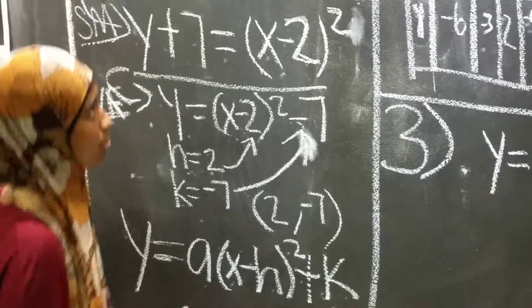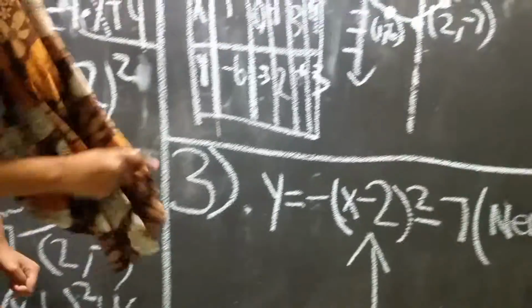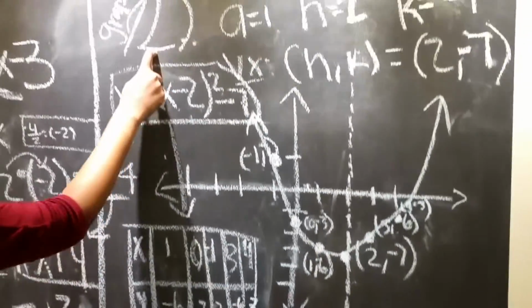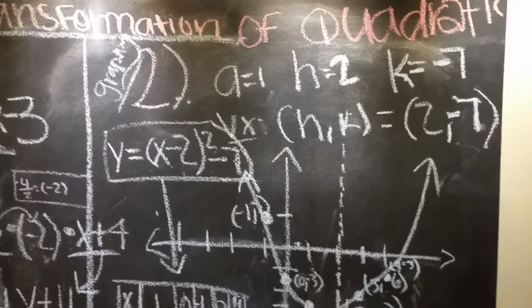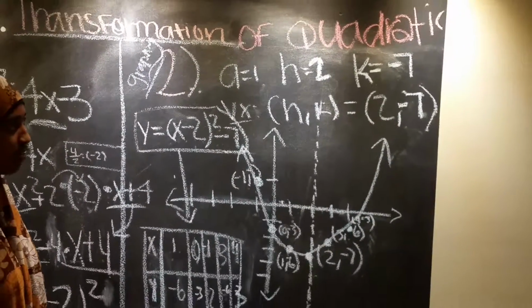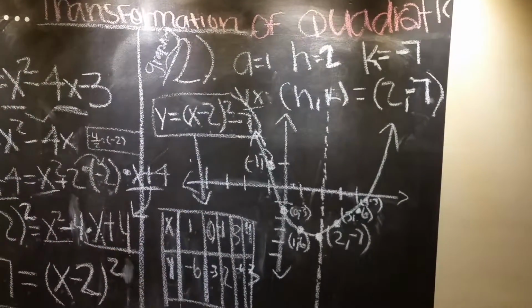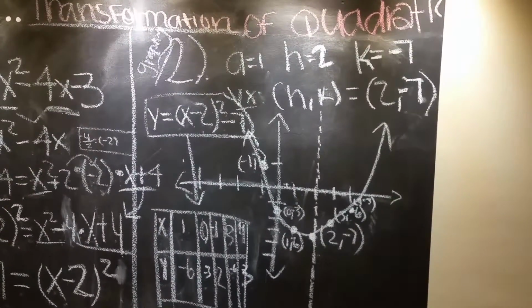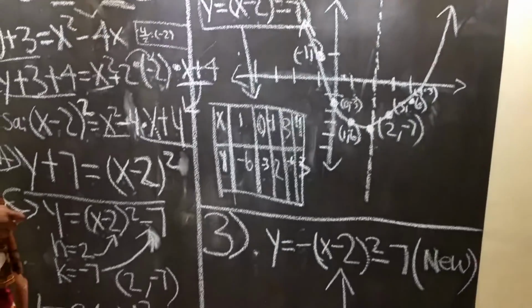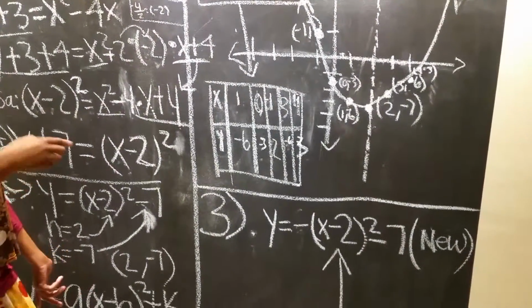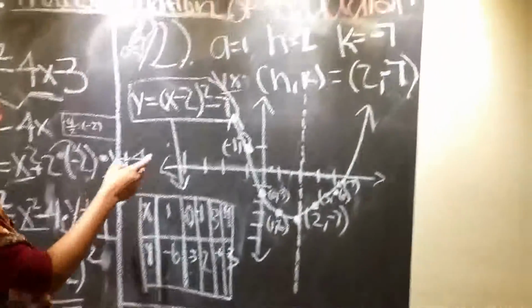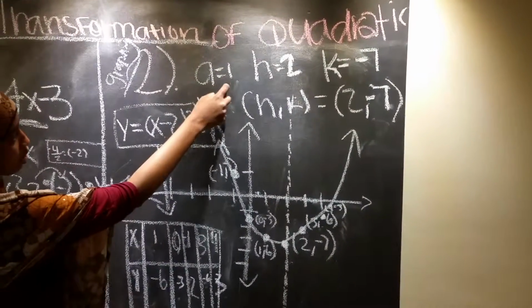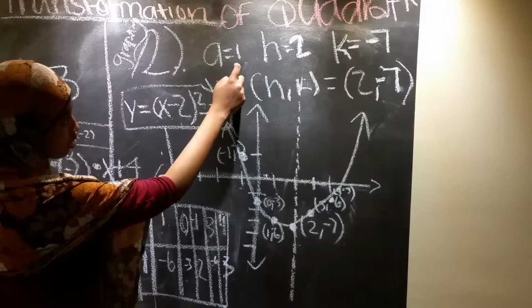Our next step is graphing. In order to graph it, we have to go back to our previous equation, which is y equals a, parentheses x minus h, plus k. So a equals negative.